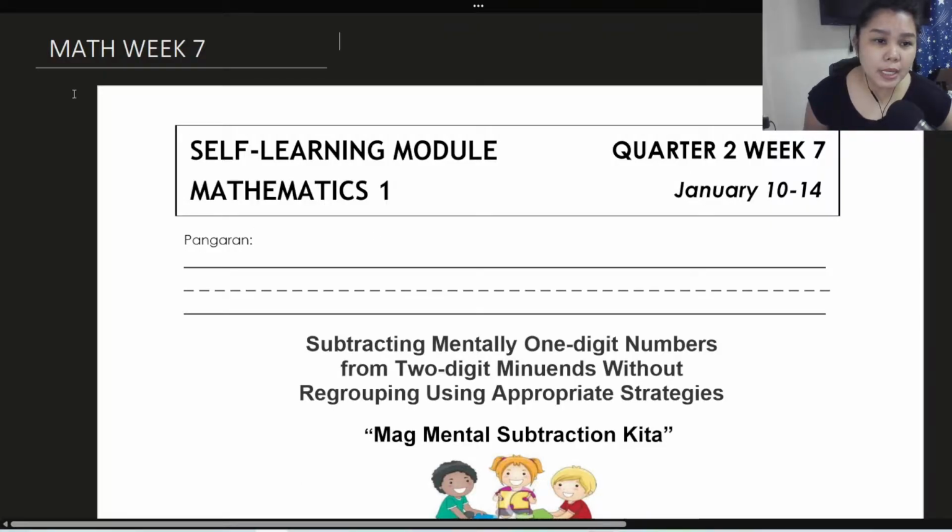This is math using the self-learning module for quarter 7. Isulat mo ang pangalan mo bago tayo magsimula.